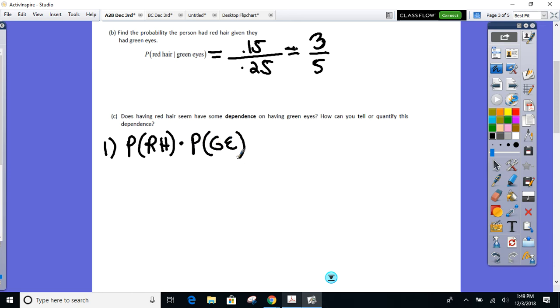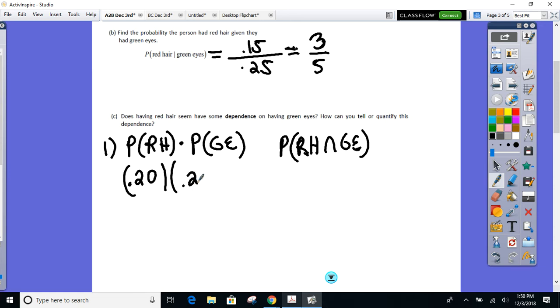What are we going to compare that to see if it's independent or dependent? Probability of red hair and green eyes, yep. All right, let's see if they're totally separate or they actually do depend on each other. Everyone all right on my setup? All right, somebody help. Red hair. 0.2 times green eyes. 0.25.